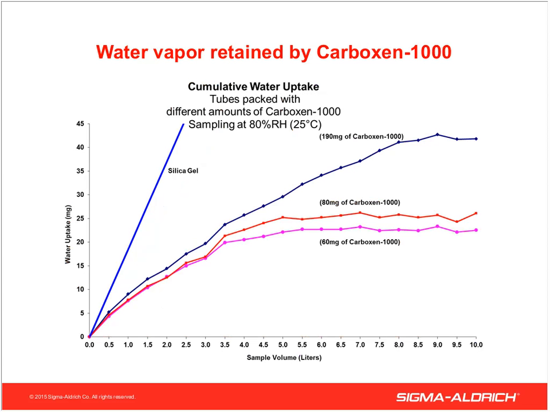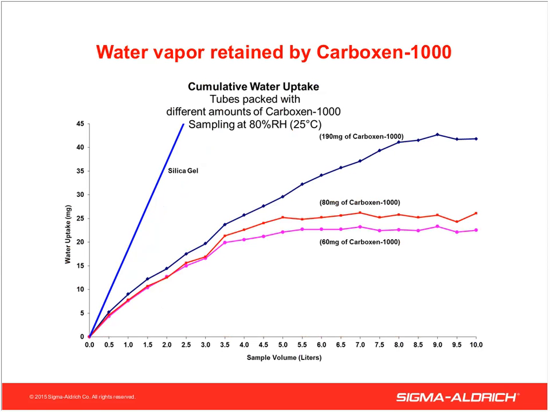For this experiment, we packed tubes with silica gel, Carbopack B, and different amounts of Carboxen 1000. The relative humidity level for these experiments was at 80% and the absolute humidity was 18 milligrams per liter. The solid blue line shows the total mass of water collected by the tube packed with the silica gel. The more Carboxen packed in the tube, the more water we retain. Notice after about 5 liters, the amount of water begins to level out. It's nowhere close to the amount retained by the silica gel, so it's still considered hydrophobic.